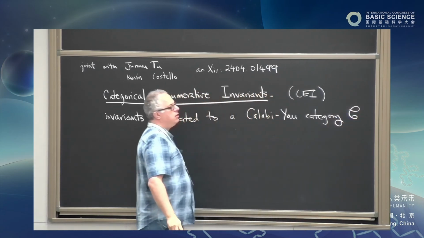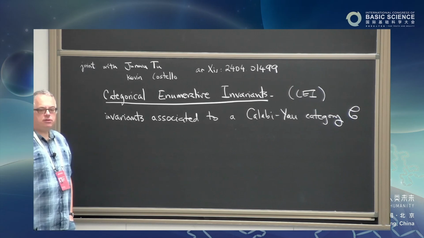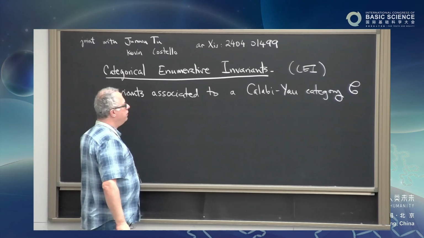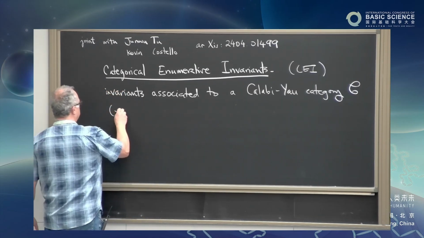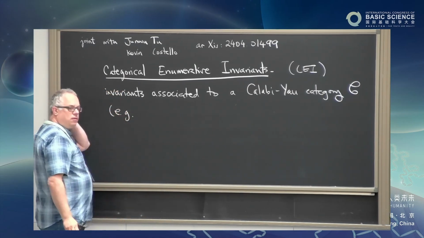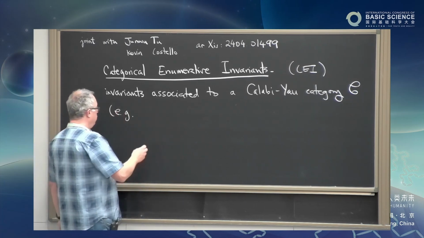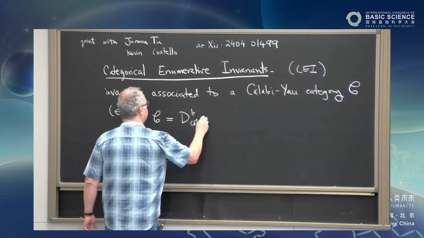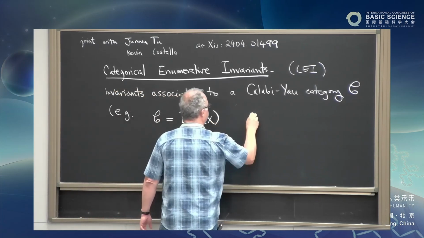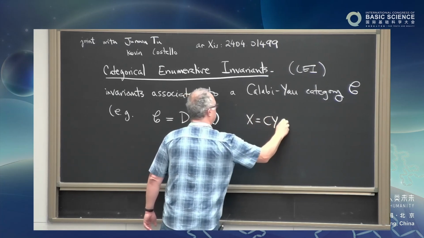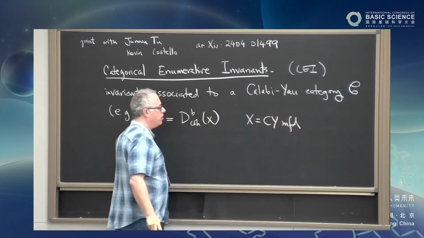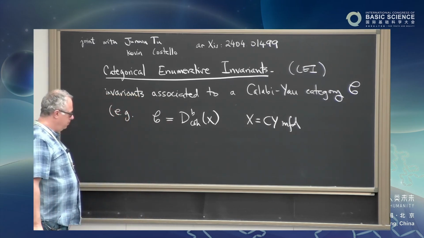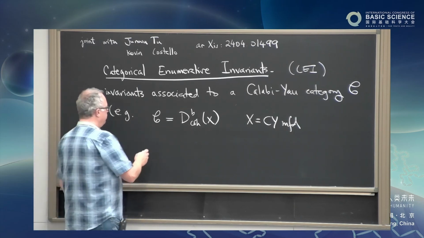C. So I need to first, since this is a fairly expository talk, tell you what a Calabi-Yau category is. And you should think of a Calabi-Yau category as something that looks like maybe, for example, the derived category of coherent sheaves on X, a Calabi-Yau manifold, smooth compact Calabi-Yau manifold. But there are other very interesting examples.